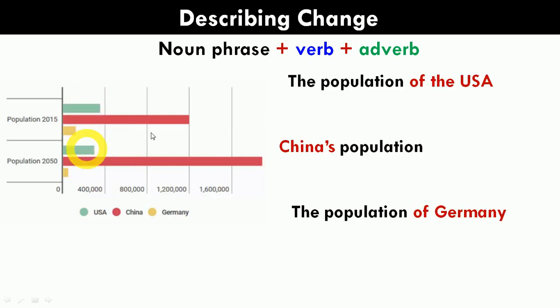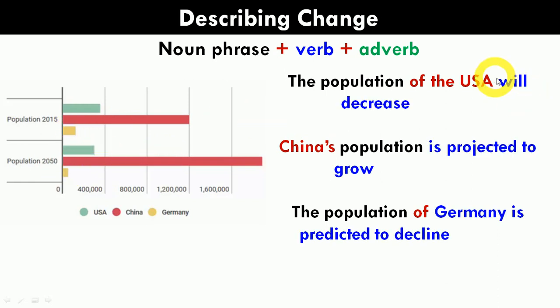So let's put this together. The noun phrase is the population, but for which population? The first one is, let's say, for USA, so the population of USA. Second sentence for China, so China's population. And the third one is for Germany, so the population of Germany. Now we have to put a verb. If you observe the behavior of USA's bar, it is decreasing, then increasing for China, and for Germany it is decreasing.